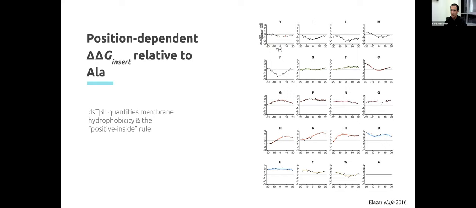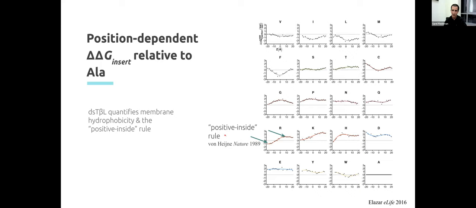When you look at these data, you can already see some things that are quite striking. The bigger the aliphatic side chain, obviously the deeper the trough of these profiles, the more hydrophobic it is, as one would expect. And then the marginally polar residues are slightly unfavorable. Glycine and proline are highly unfavorable, and so are the highly polar amino acids. What's, I think, most striking about this is that arginine, lysine, and histidine all show signatures of what is known as the positive inside rule.